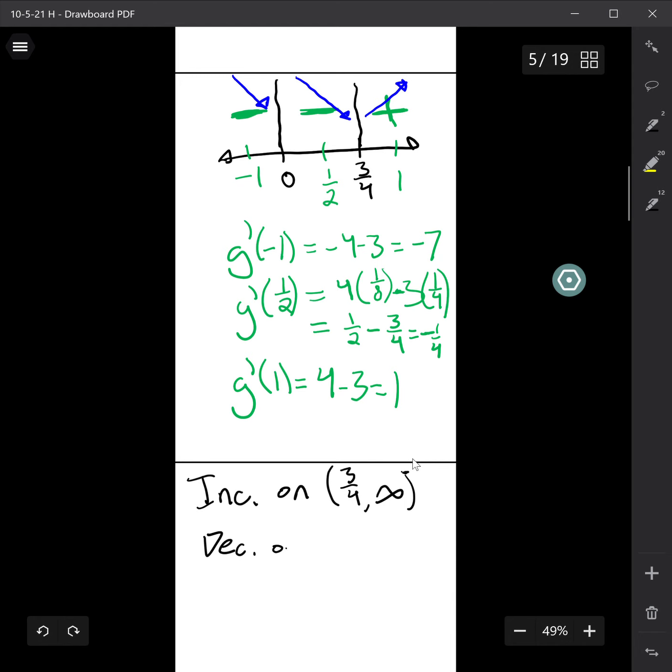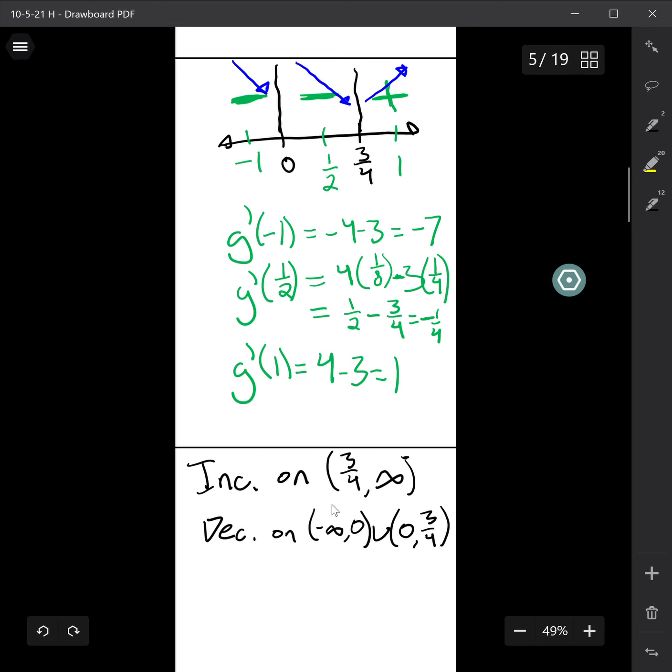I'm going to be decreasing on the interval -infinity up to 0, represented by this stuff. But I'll also be decreasing in between, right in here, right? So I do a little U for union, 0 to 3/4.